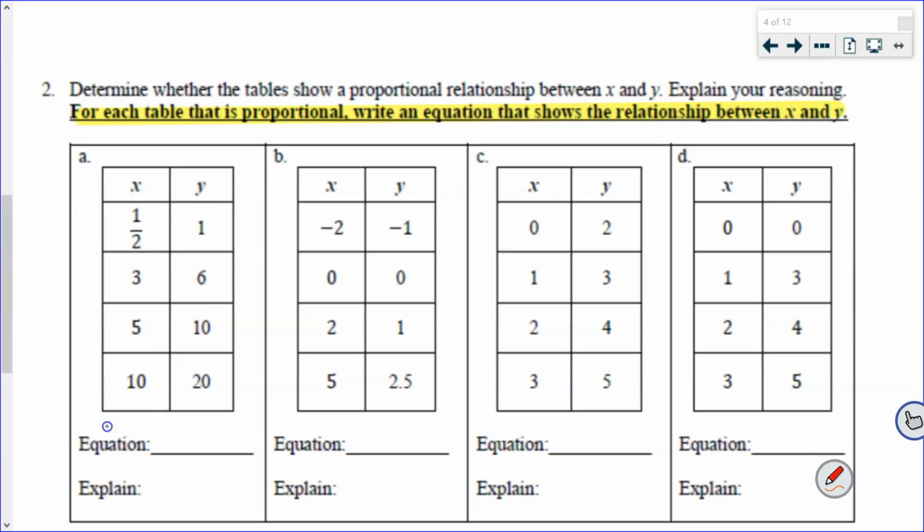Is it proportional? I don't really want to deal with the half and 1 right now. We can come back to that. How does a 3 change to a 6? Anyone know that math fact off the top of their heads? Birdie? Just 2?